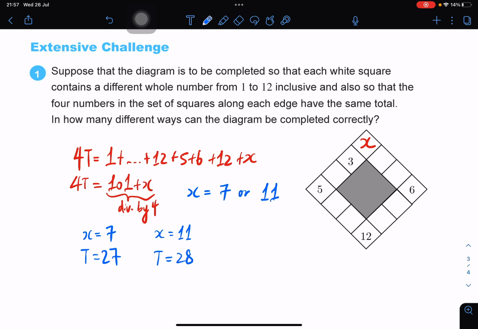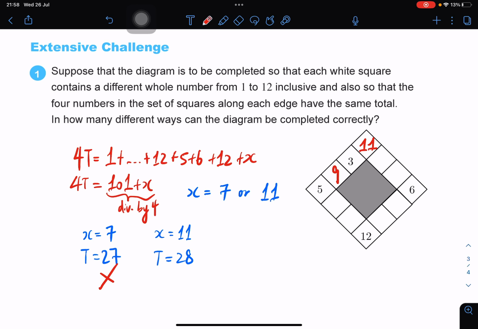So let's try x equals 7 first. If x is equal to 7, it means that 3 adding 7 adding 5 is 15, which means that this has to be 12. And that's not fitting what we are asking for in the question, because 12 has been used twice there, right? So it means that this is not a valid case. Now we have to try x equals 11. Well, 11 adding 3 adding 5 is 19, which means that the empty blank has to be a 9 there.